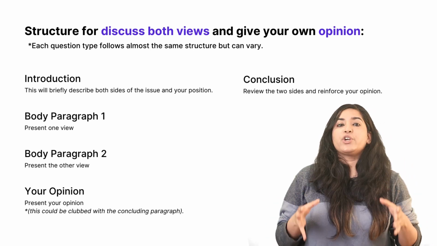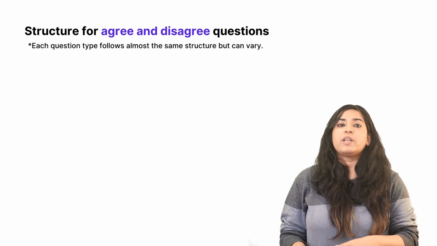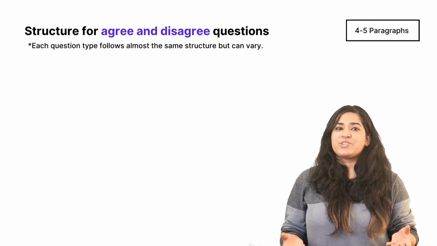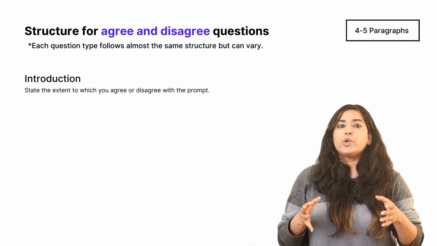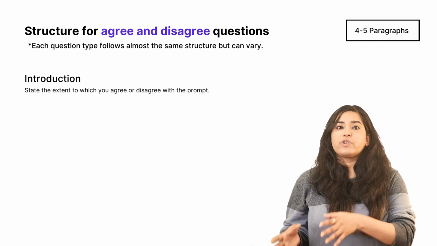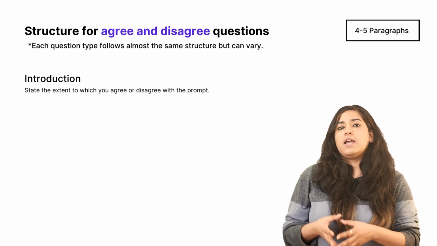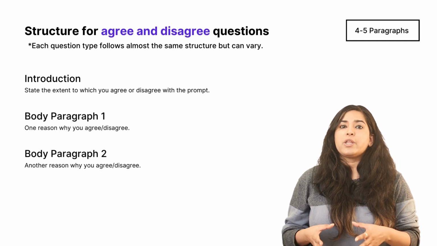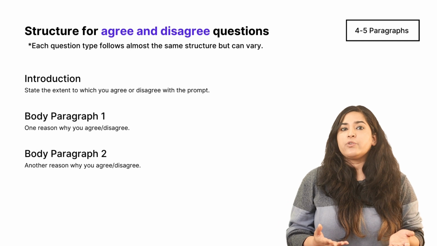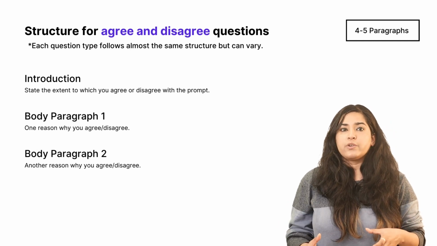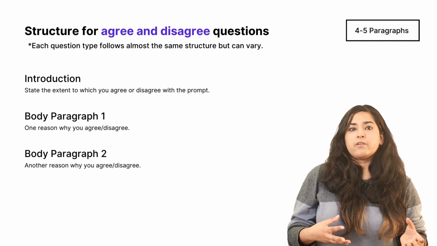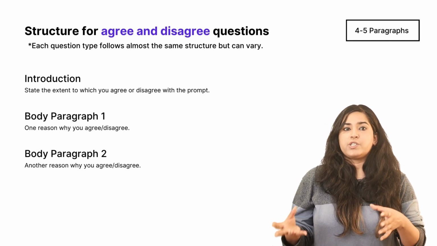For agree and disagree question types, you can have around 4 to 5 paragraphs and you can structure it like this. The first paragraph is your introduction, where you can state the extent to which you agree or disagree with the prompt. Now, paragraphs 2 and 3 are your body paragraphs, where you will explain why you agree or disagree. So body paragraph 1 could be a reason why you agree or disagree. Second body paragraph will be another reason why you agree or disagree.